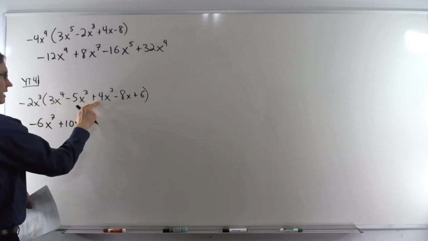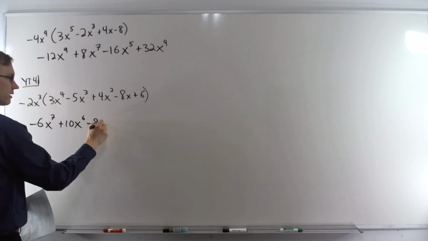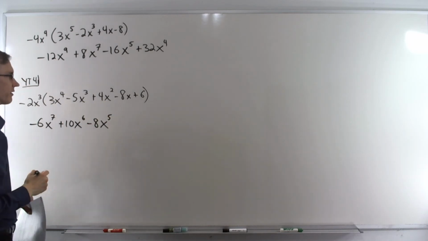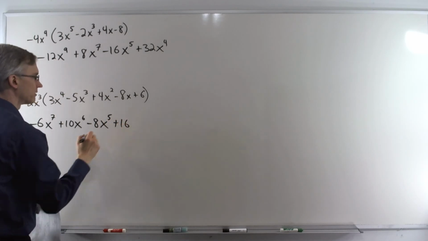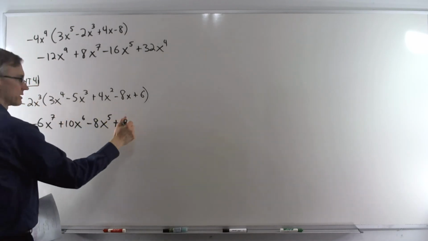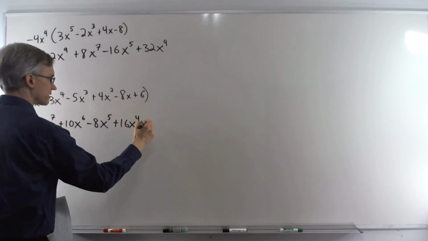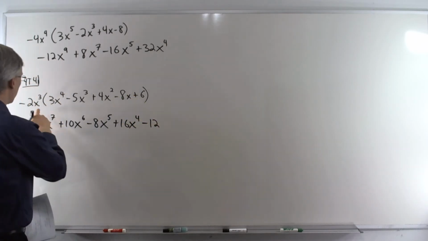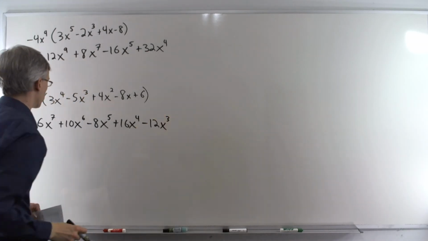Negative 2 times positive 4 is negative 8. X to the 3rd times x squared, x to the 5th. Negative 2 times negative 8, positive 16. X to the 3rd times x is x to the 4th. Then we got negative 2 times negative 6, negative 12. And keep the variable part here, x to the 3rd power.